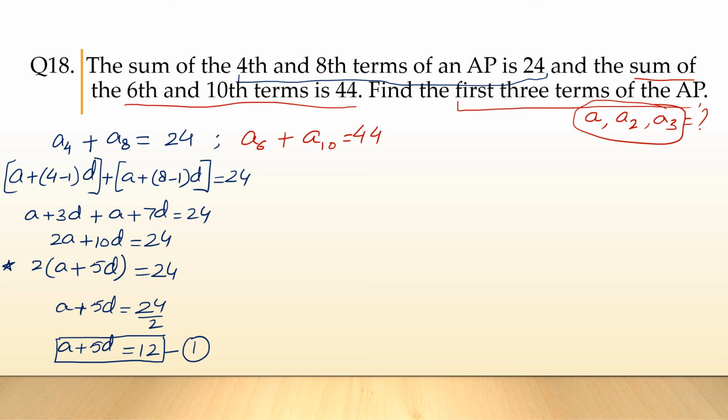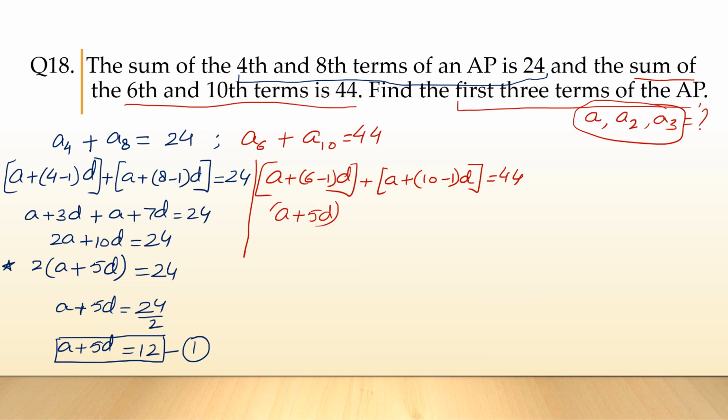Right? Now my suggestion, pause this video and make the second equation yourself and then resume and check whether you have done it right or wrong. So now I am starting with the second condition. So let's use the formula a plus (n minus 1)d, and for a10 we can write a plus (10 minus 1)d equal to 44. So we have a plus 5d plus a plus 9d equals 44.